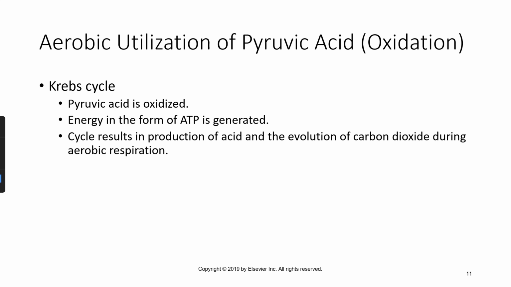The aerobic utilization of pyruvic acid, or oxidation. In the Krebs cycle, pyruvic acid is oxidized, energy in the form of ATP is generated, and the cycle results in the production of acid and the evolution of carbon dioxide during aerobic respiration. So once glycolysis is complete, if fermentation doesn't happen, and if there's oxygen present, we can use it in the aerobic cycle of the Krebs cycle.